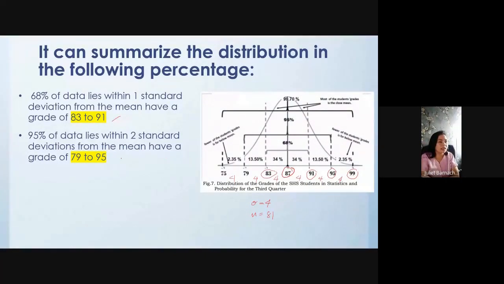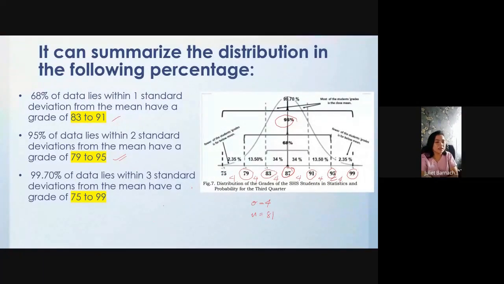95% of data lies within 2 standard deviations from the mean and have a grade of 79 to 95. So let's verify. Negative 2 to positive 2. So yun. This is the 95% from 79 up to 95. Ito yung 95%. Ayan siya, oh. Nakalagay, 95%. And lastly, is the 99.7% of data lies within 3 standard deviations from the mean and have a grade of 75 to 99. Ito yung 3. Negative 3 hanggang 3. So from there, it is the 99.7%. So the scores are from 75 to 99. Ganyan kumuha ng raw scores using the empirical rule.